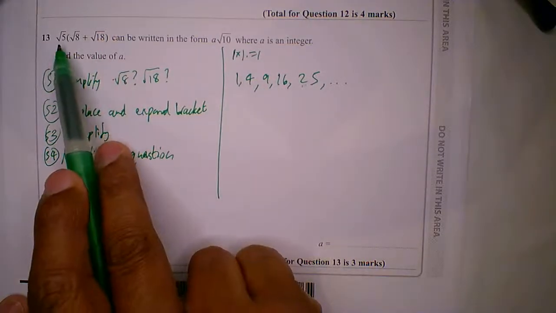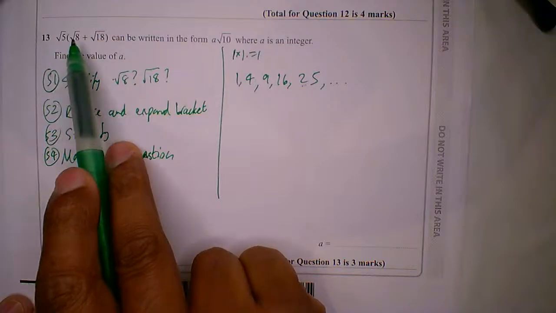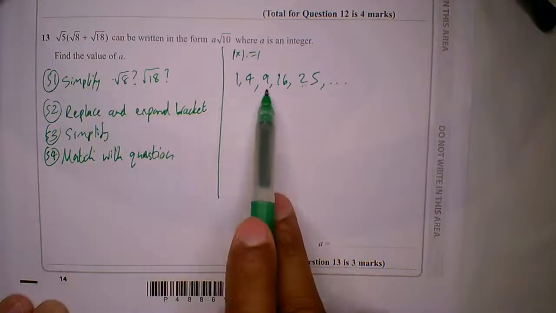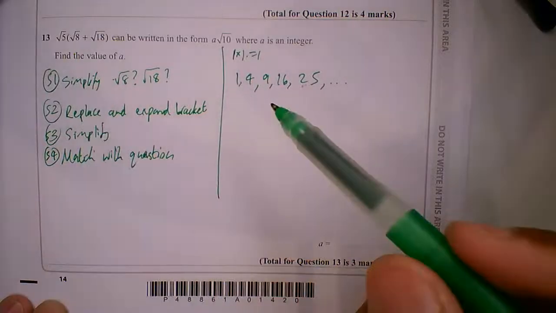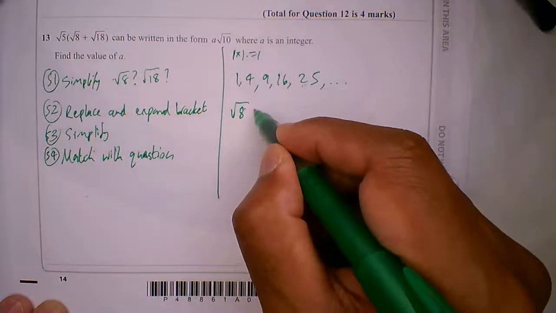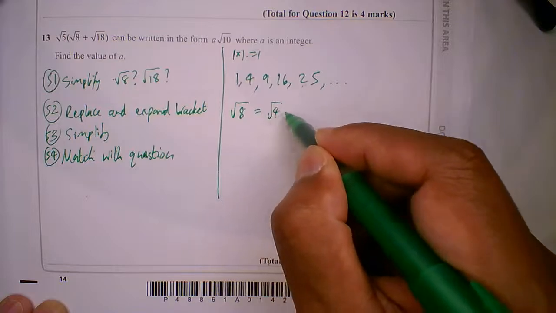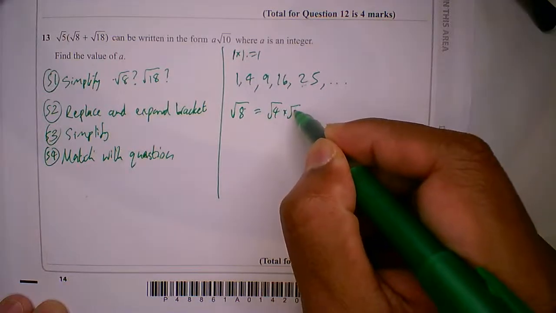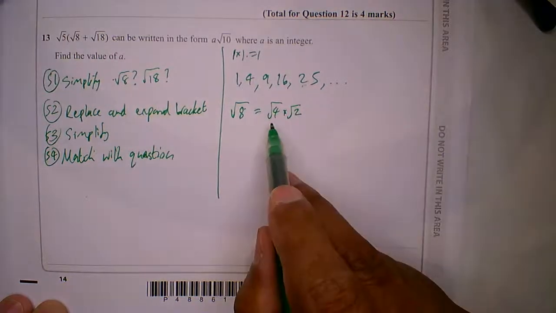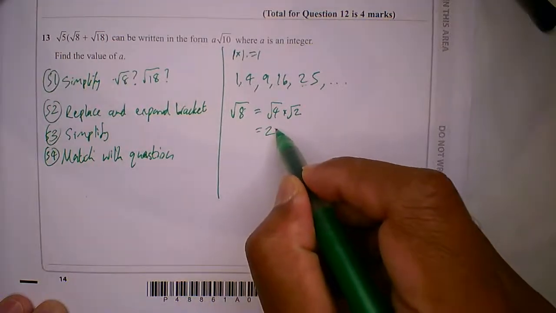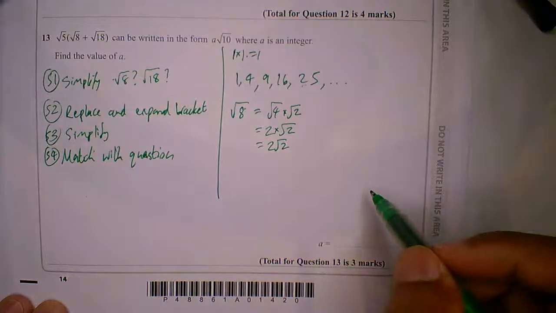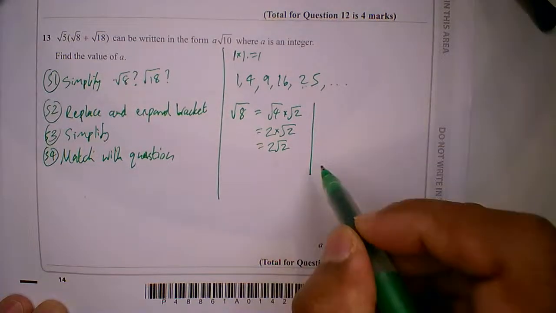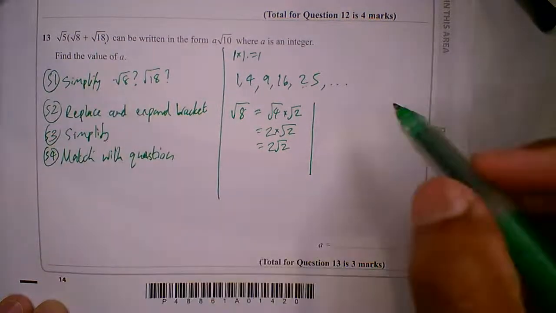So 5 is a prime number, I don't need to do anything. If I look at 8, I can see 4 goes into 8. So root 8 is the same as root 4 times root 2. What's the square root of 4? It's 2, so 2 times root 2. So I can rewrite this as 2 root 2. Next one. I do a similar thing with root 18.